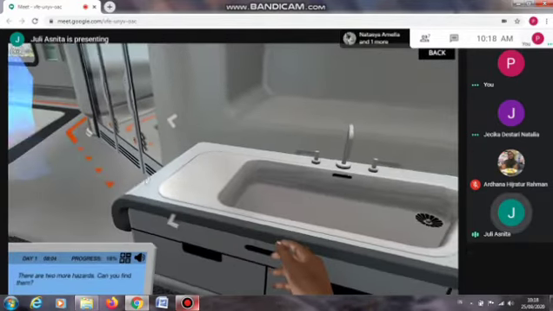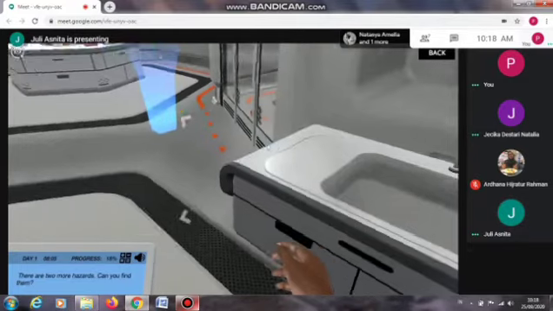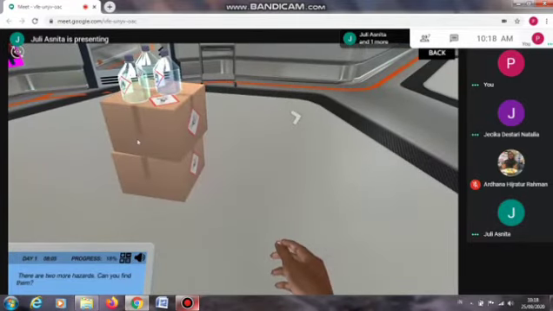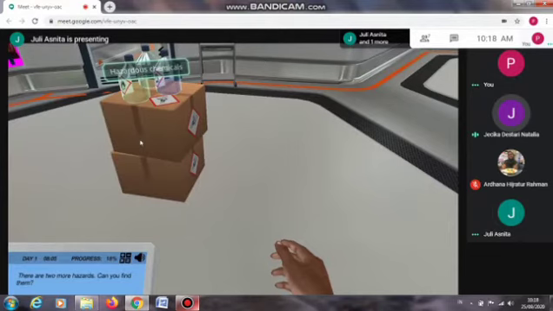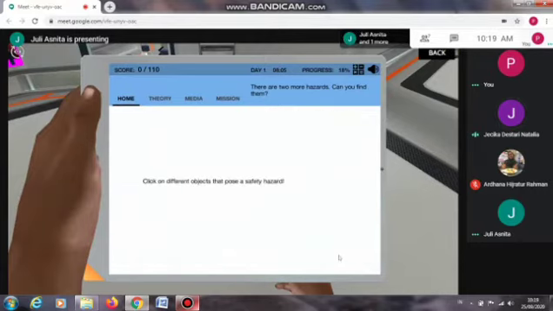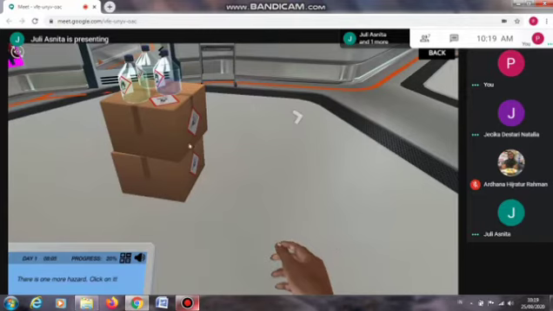There are 2 more hazards. Can you find them? We've found 3, now let's find 2 more. Here, these chemicals are not in their place. For sure, chemicals need to be stored in designated cupboards and not just placed on the floor. This is especially important. There is 1 more hazard. Click on it.